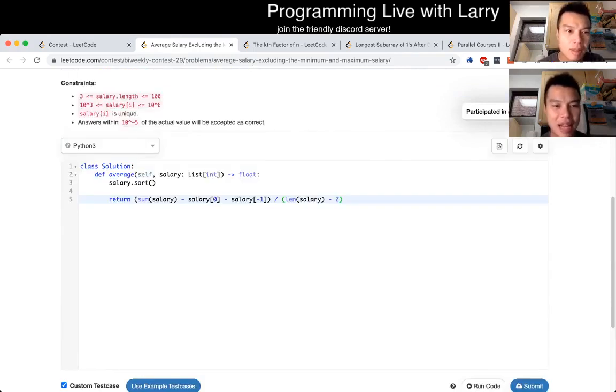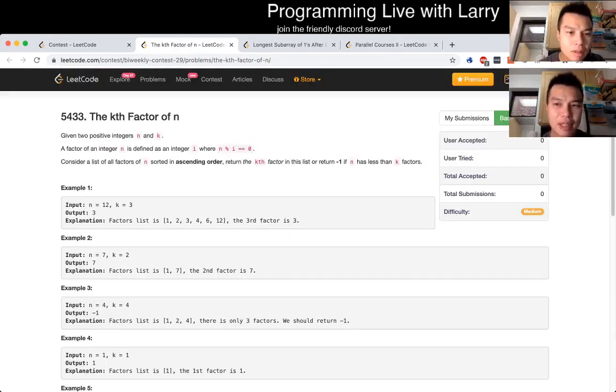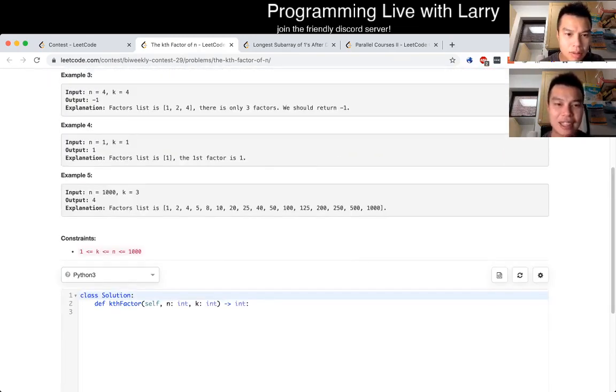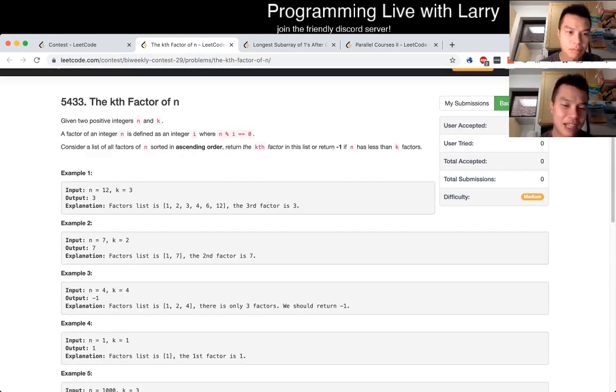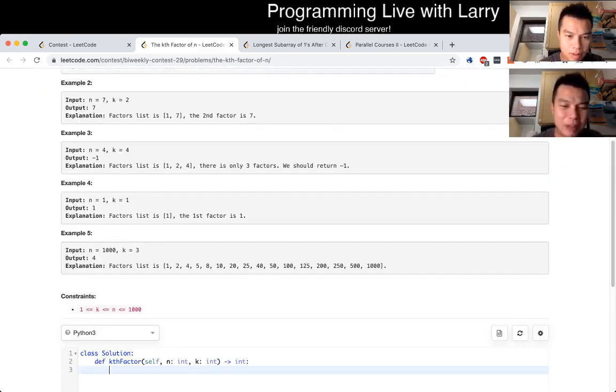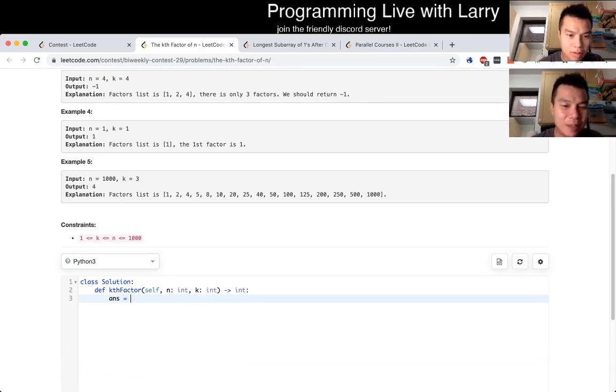Q2, the kth factor of n. So this one, the first thing I looked at after seeing this is the constraints of n and k. Well, when I saw that n is at most 1,000, then I was like, okay, well, let's just do a brute force. I don't have to do the square root of n one, but it's a little bit trickier. Not that much trickier, but a little bit trickier.